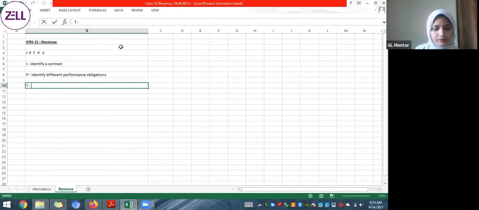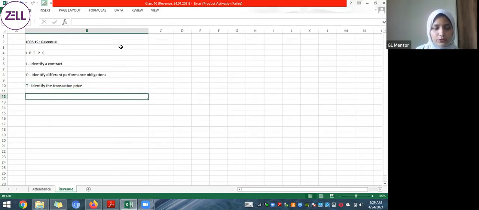T: identify the transaction price. Before you can record revenue in your books, it's also important that the transaction price of that contract is identified. I mean, before you can record a revenue for it, of course. So that's T.